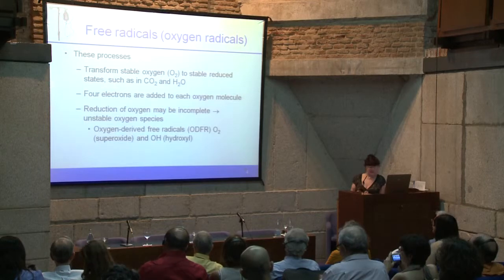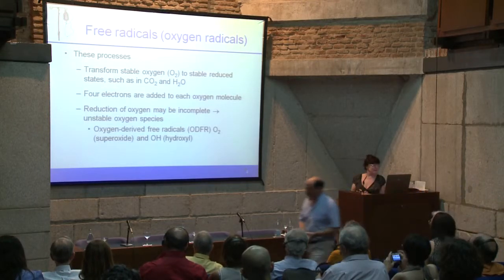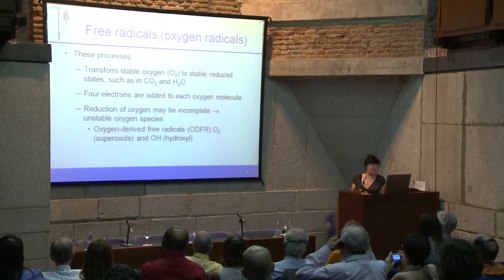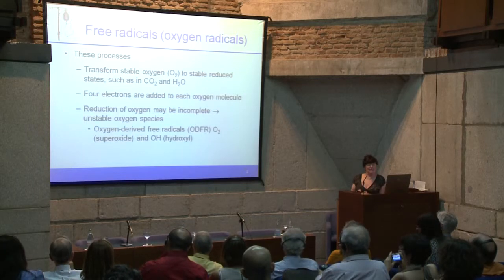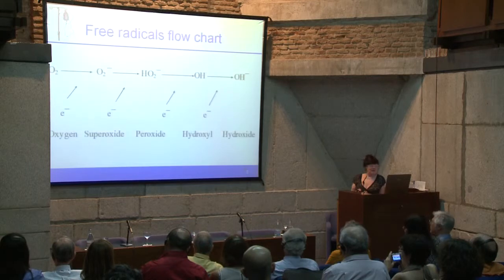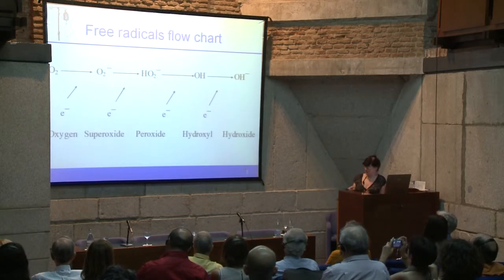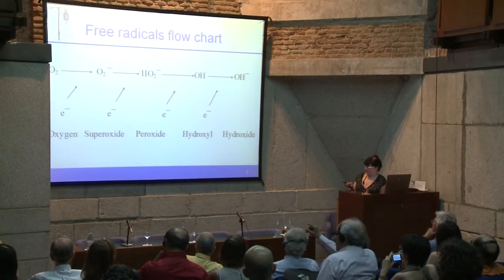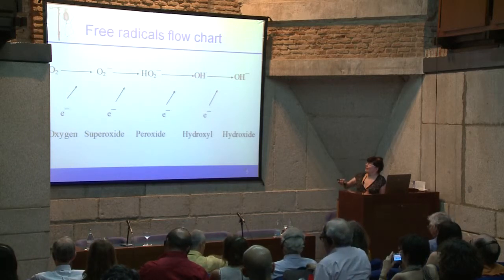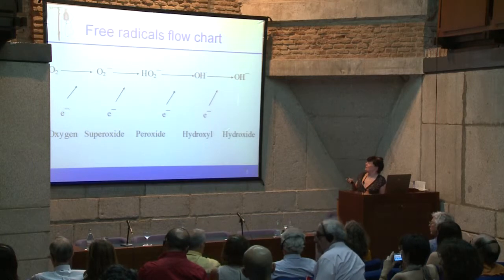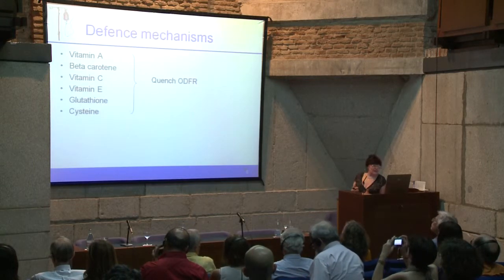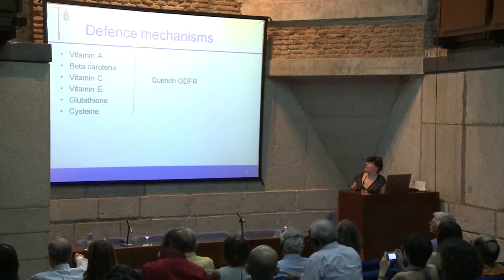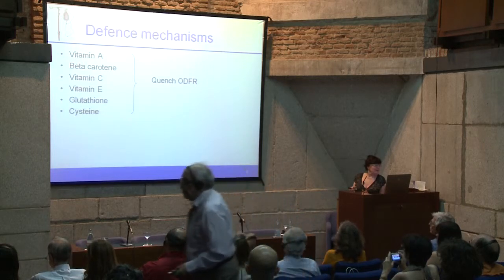In the reduction of oxygen, this can be incomplete, making unstable species, which are called oxygen-derived free radicals, superoxide and hydroxyl radicals. This is very simple stuff compared with what we've been hearing. But nevertheless, it's useful because oxygen is one of the principles we're going to be talking about again tomorrow, but it, of course, as you know, is necessary for the utilization of food. Then we produce superoxide, peroxide, hydroxyl and hydroxide radicals.